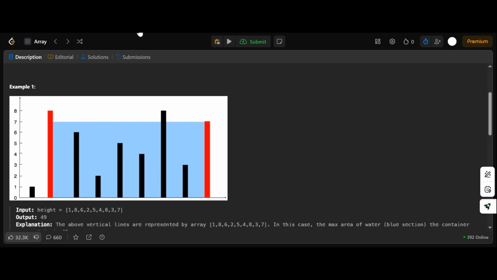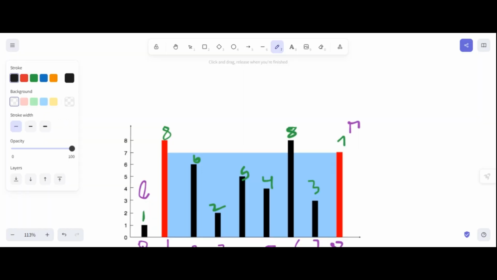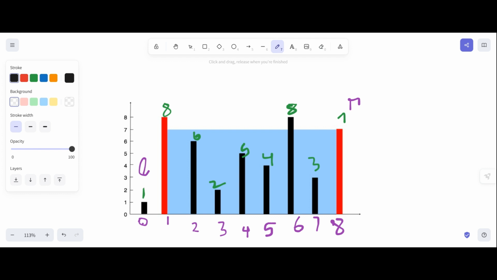So I'll show you the diagram I've written over here. In this you can see the heights are 1, 8, 6, 2, 5, 4, 8, 3, and 7 over here, the last. And these are the indexes. This is the x position. These represent the indexes, and the values are the heights of the vertical lines. So we'll pick two lines and they would form the container. We pick any two lines and they form the container for us to hold the water. We're going to find the maximum water that container can hold.